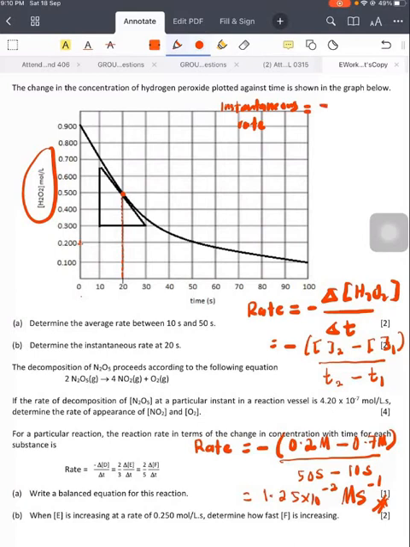So our expression masih lagi sama, delta H2O2, bahagi dengan delta T. So based on the tangent there, kita dapat berapa nilai our first dia tu. Dia lebih kurang lah kat sini satu. Okay. So that would be our concentration 2 lah sebenarnya kat sini kan.